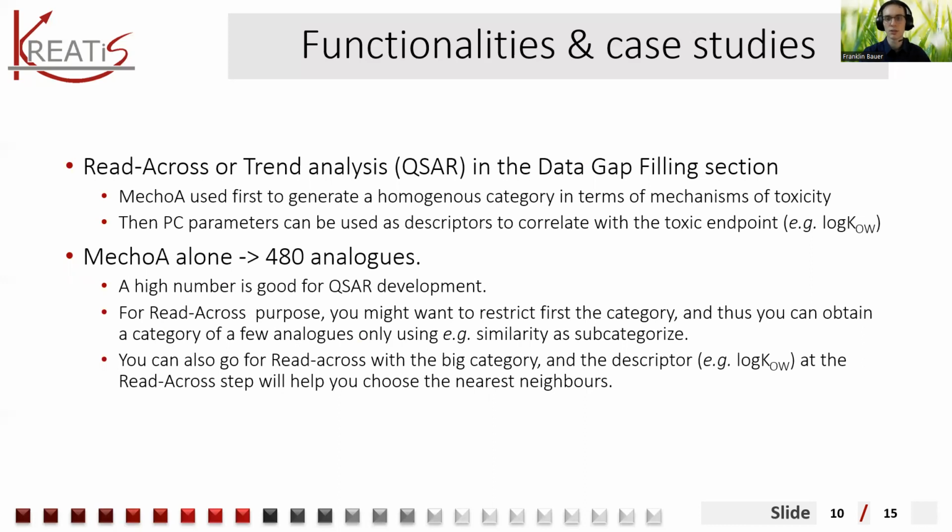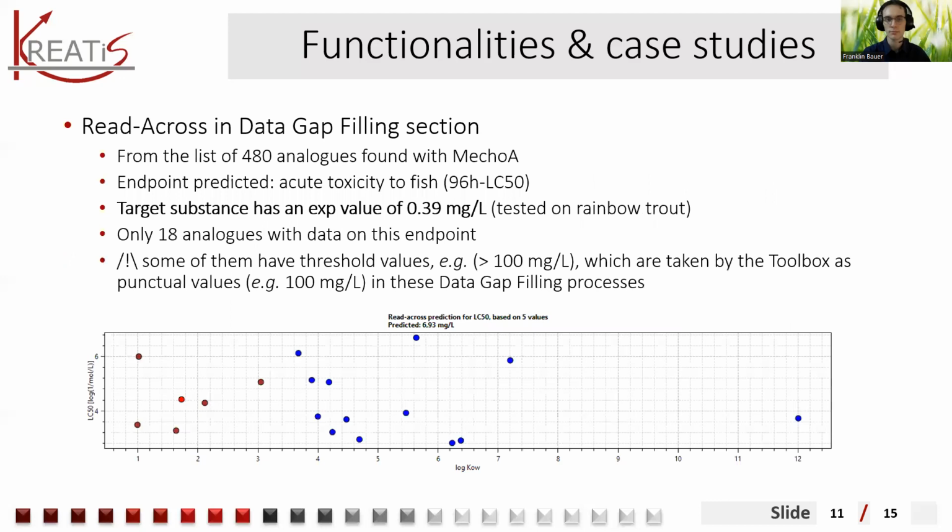We can then use some physicochemical parameter as a descriptor to correlate with the toxic endpoint considered. The size of the list of analogs seems appropriate here. Otherwise, we could refine it further if needed. Let's say we want to predict the acute toxicity to fish, i.e. 96 hours LC50 for our target substance. In fact, in this example, there is some experimental value for this endpoint on the target substance, which is 0.39 milligrams per liter. This value will allow us to evaluate the performance of different methodologies.